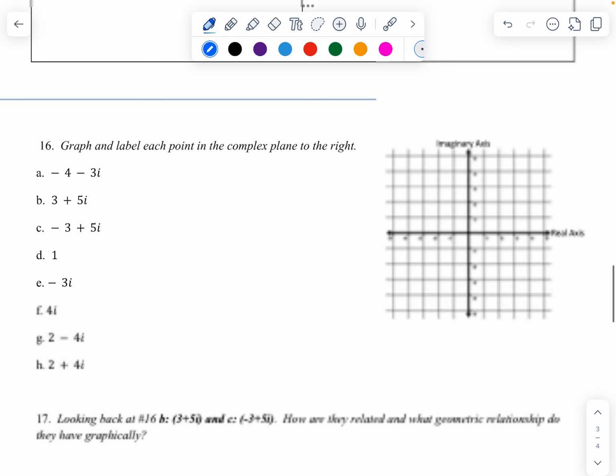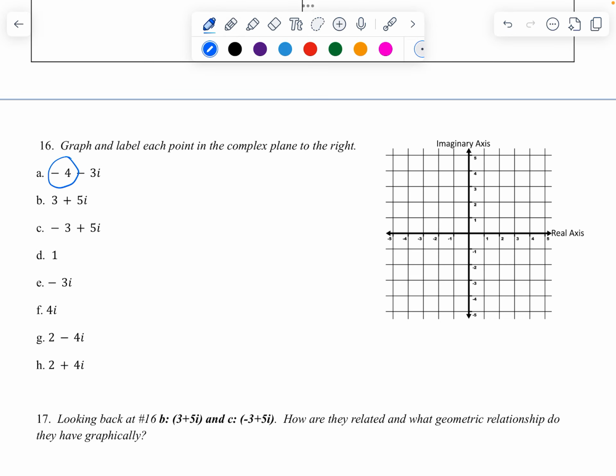Okay, graph. So the real number goes on the real axis. So negative 4: I come over to negative 4 and I go down 3. So this one is negative 4 minus 3i. Then I again go to my real number first, so 3, and I go up 5. So this is going to be 3 plus 5i.